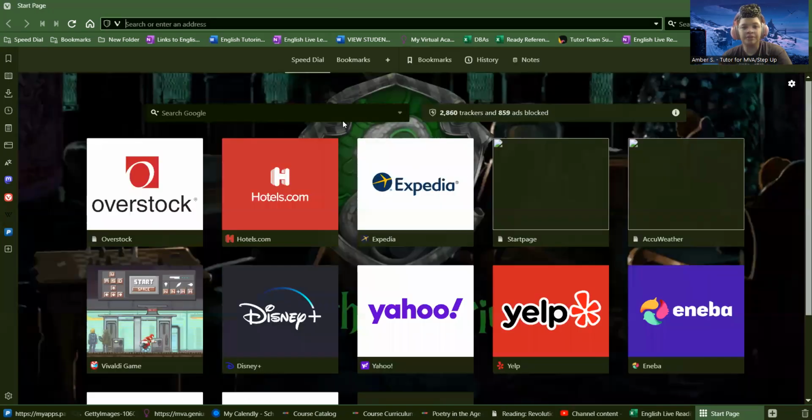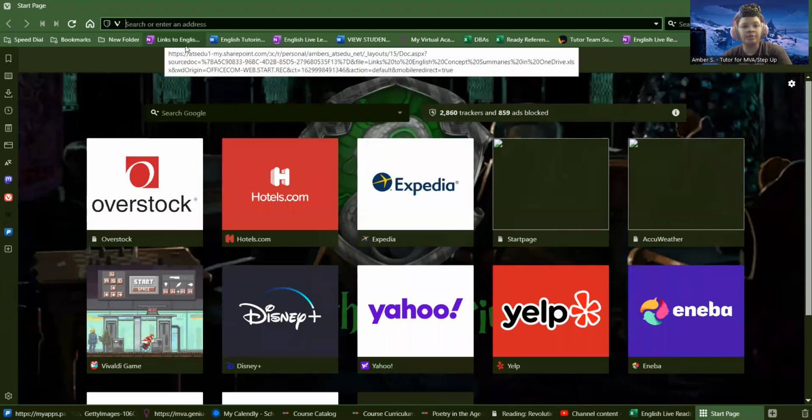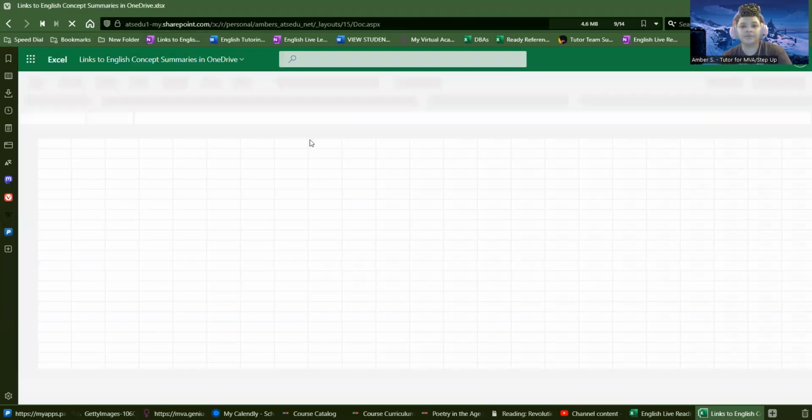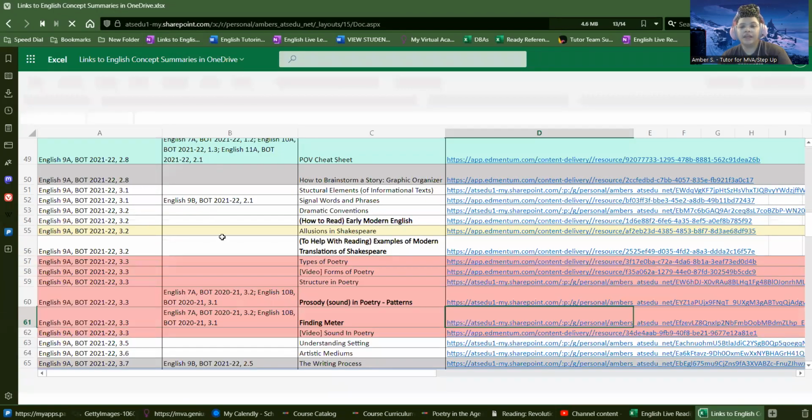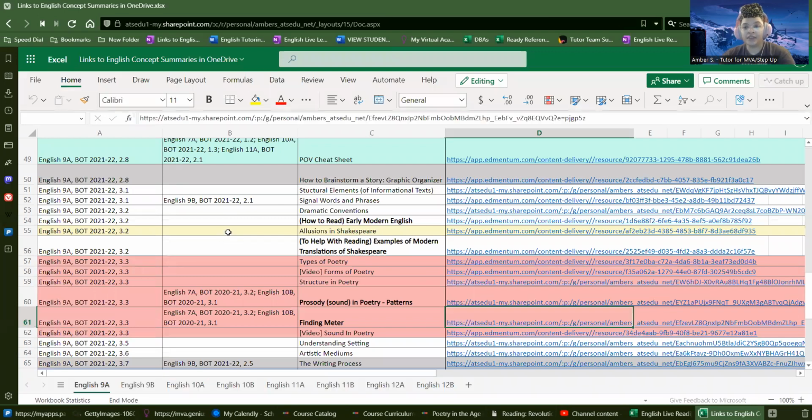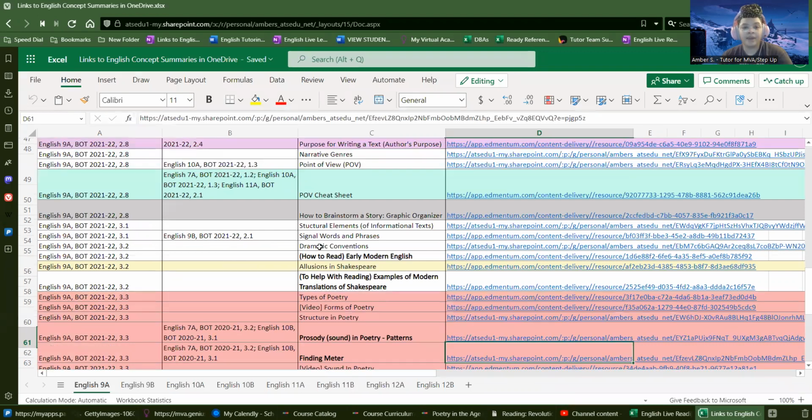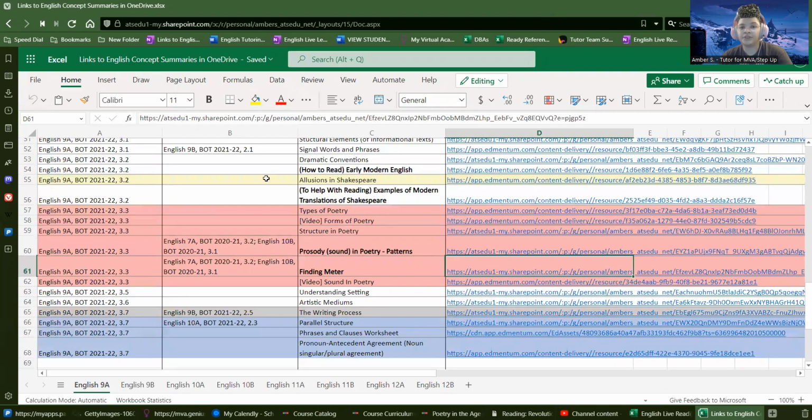So I'm going to open up this new tab here, and I'm going to open up the English concept summaries. Now, if you are in MVA, you may have been assigned the resource course for your English class. This document is in there. If you've had a math class before, you've seen the math summaries. This is the English version of that.